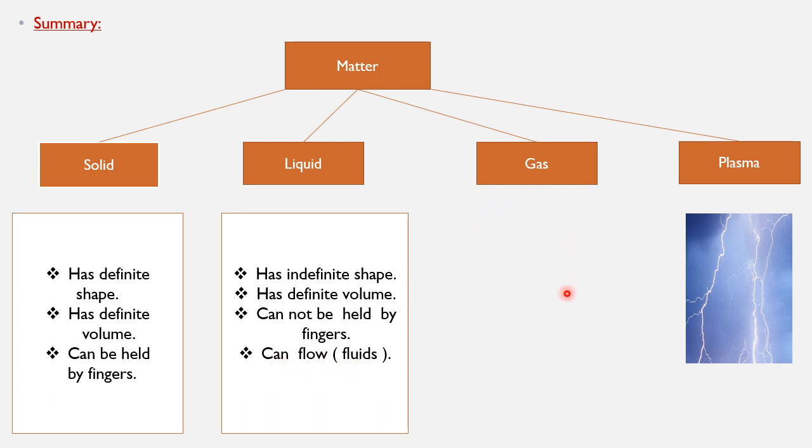The gases, we are going to take their properties in another lesson. And the fourth state, which is plasma. An example of the presence of plasma is lightning.